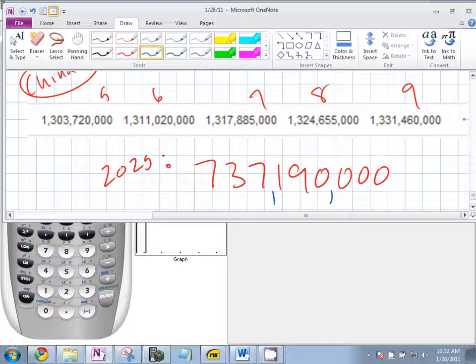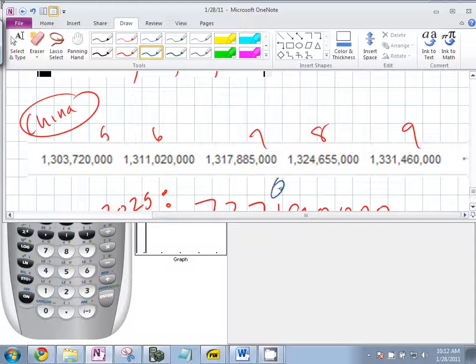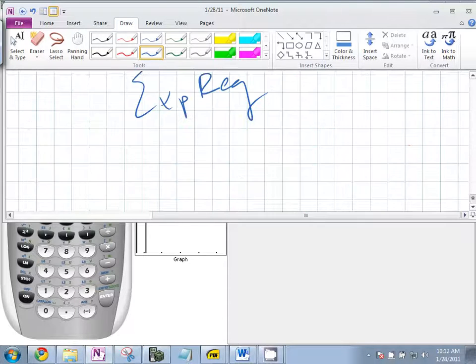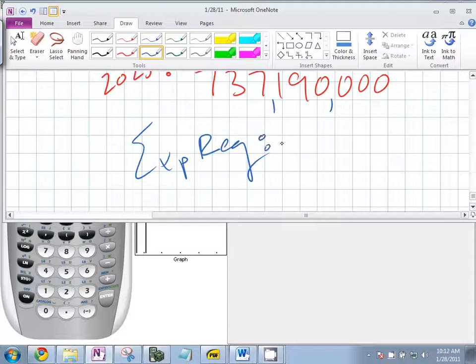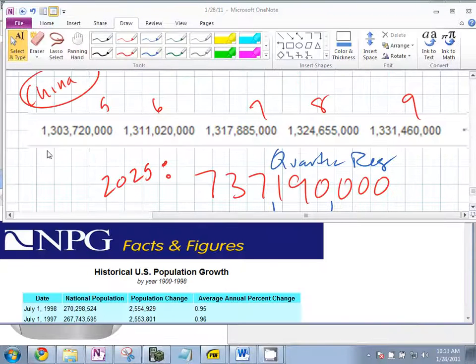So try running this. Try expreg on it. You just did quartic reg, right? We just talked about it earlier today. It's in your calculator. So try expreg and tell me what the value there is. Even though China has way more people, it's growing at a much slower rate relative to its current population. Population growth, apparently in China, is slower than it is in the United States. So in 25 years, our growth rate will push us way past.